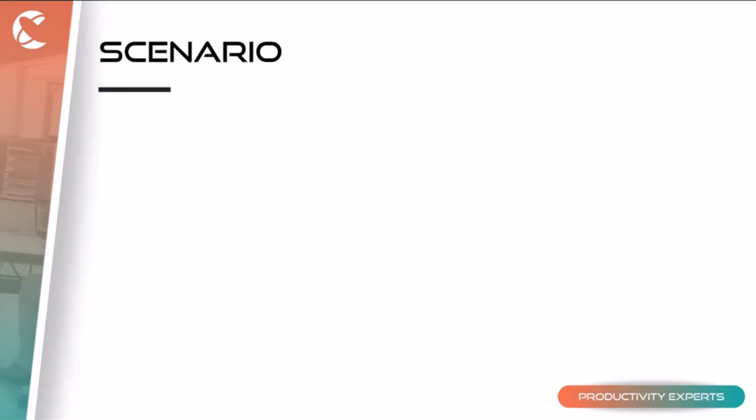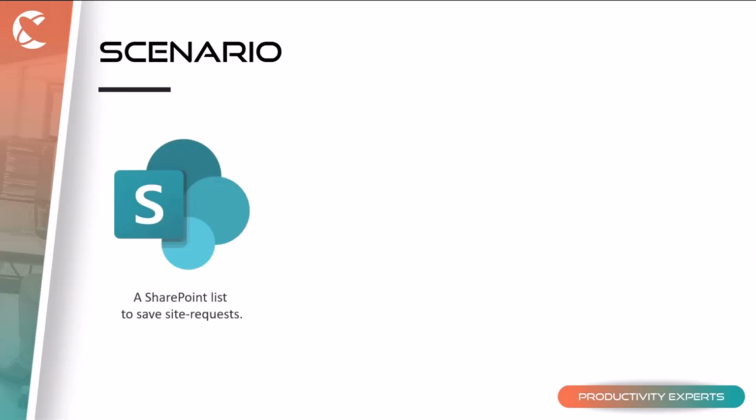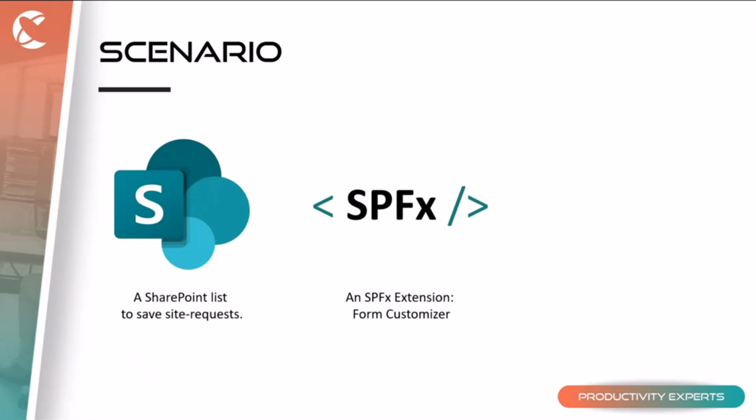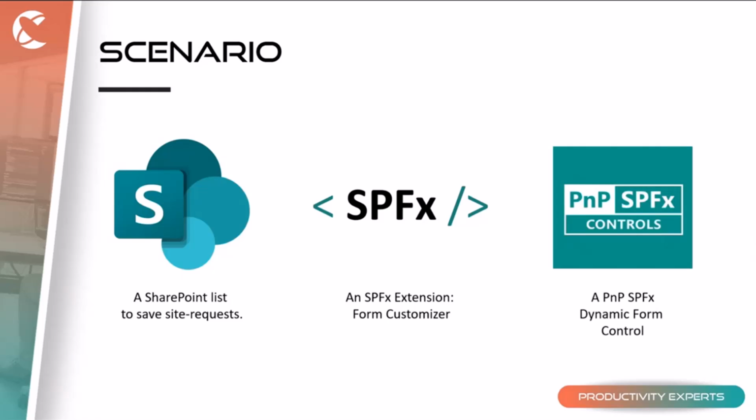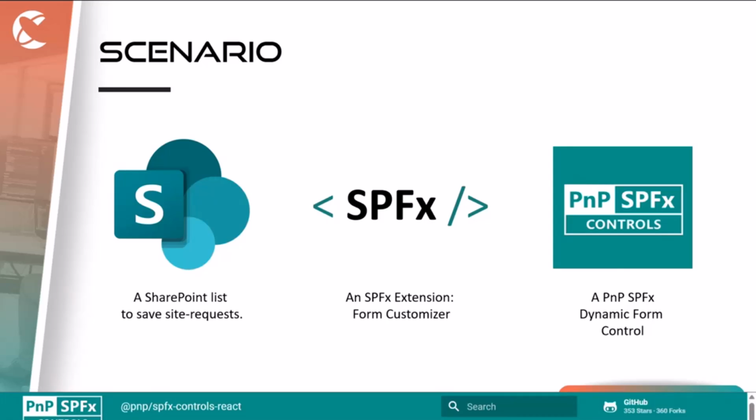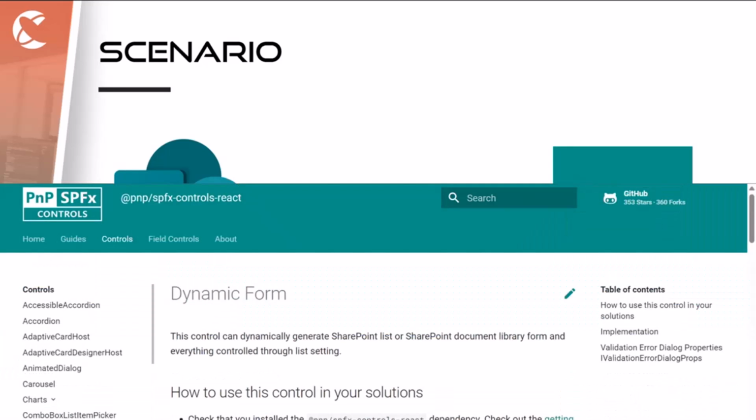What I'll be showing you today is a way to allow users to request new sites based on a SharePoint list and list form. It does not actually create the sites, it just allows the possibility to log the requests in an orderly fashion. And that's what this solution is about. So this is what you need. You need, of course, a SharePoint list to save site requests. You need an SPFx extension, a form customizer, and you need a very nice control from another open source repo in the Microsoft 365 community, a dynamic form, which you can find on the site as well.